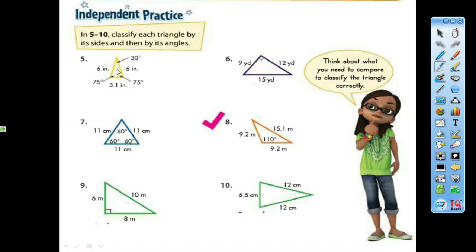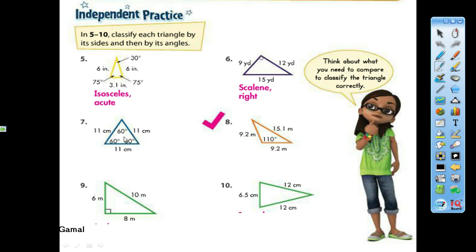In the next question we have 30 degrees, 75, 75. All of the angles are less than 90, so all of them are acute angles, so it's an acute triangle. And here 6, 6 and 3.1, so two sides are equal and one is different. Because of this, it's an isosceles triangle. In question 6, according to sides, all of them are different, 9, 12, 15, so it's a scalene triangle. And here one right angle, so it's a right triangle.